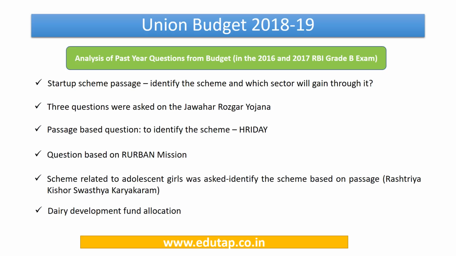Now let us have a look at some other questions as well. Questions on startup scheme, questions on Jawahar Rozgar Yojana, questions on Hriday scheme, Rurban Mission, a scheme related to adolescent girls were asked, and dairy development fund allocation. Here we can see that most of the questions are related to schemes. So there is a chance that if we cover the budget in a holistic manner, most of our questions can be solved through this extrapolation.